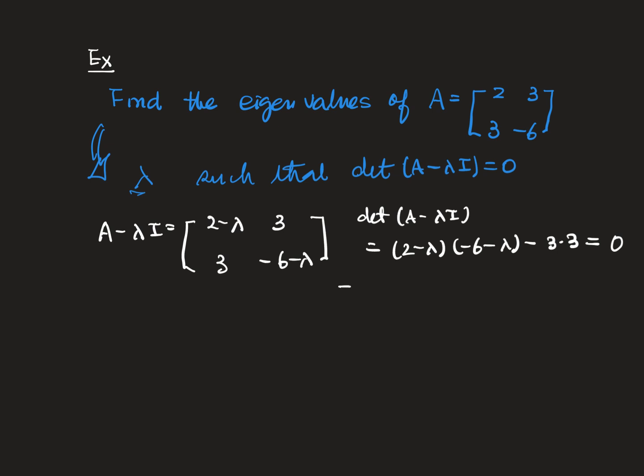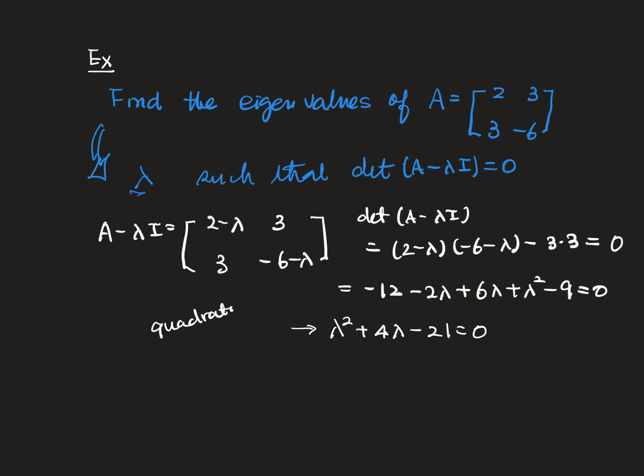Expand it. So this one is negative 12, plus, now minus, so what I do, negative 2 lambda plus 6 lambda plus lambda squared minus 9 equals 0. So what do you have? Lambda squared plus 4 lambda minus 21 equals 0. So you're going to see this one is what? Quadratic equation, right?